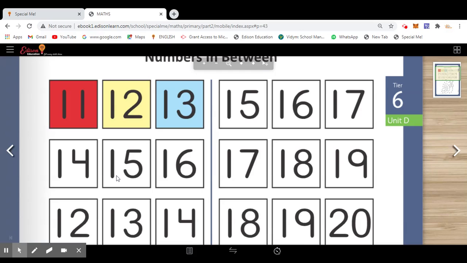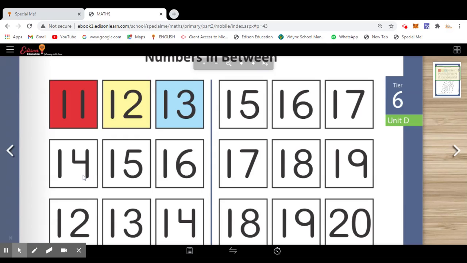Okay. So now students, look at here. Which number is this? This is number 14. 14, 15 and number 16. So 15 is a middle one. 15 comes in between. And which number comes before 15? Which number comes before 15? Number 14. 14 comes before. Okay. And which number comes after 16?